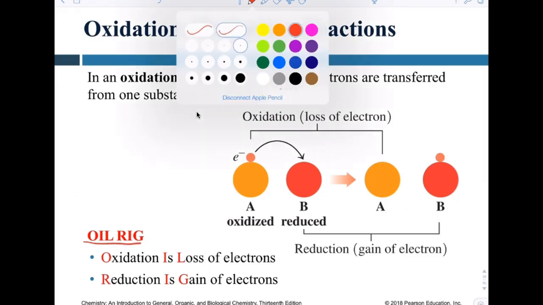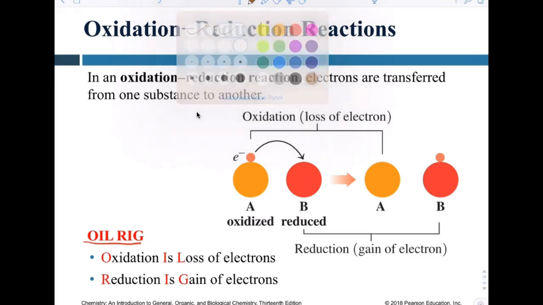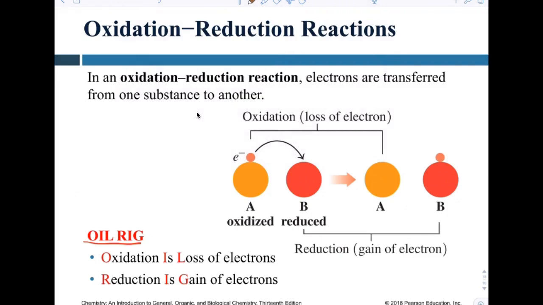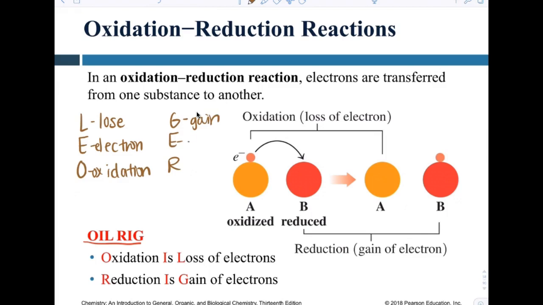Now I personally prefer another nickname, which is LEO goes GER. And I think of LEO as lose electron oxidation, GER as gain electron reduction. And I think of a little baby lion. His name is Leo.